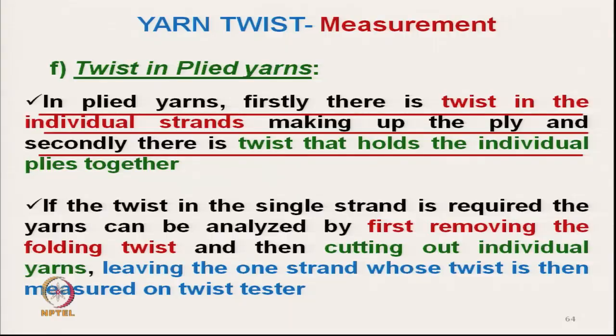Okay. So, if the twist in the single strand is required, the yarn can be analyzed by first removing the folding twist, then cutting out the individual yarn, leaving the one strand whose twist is to be measured. Okay. That strand we can twist.